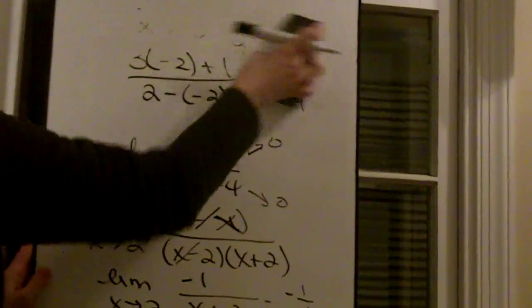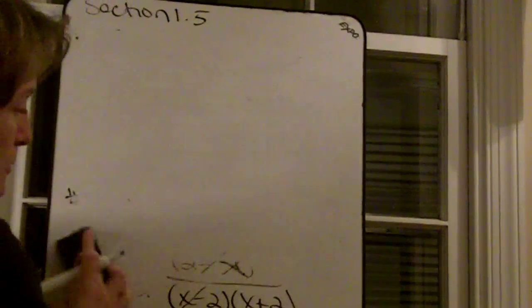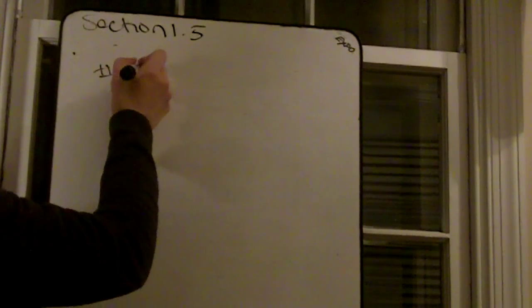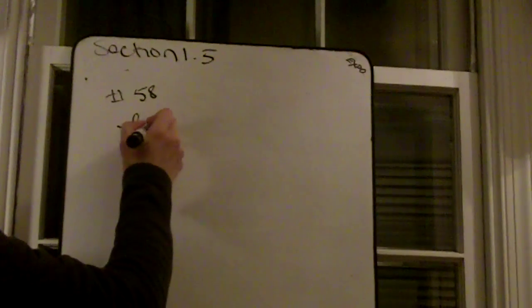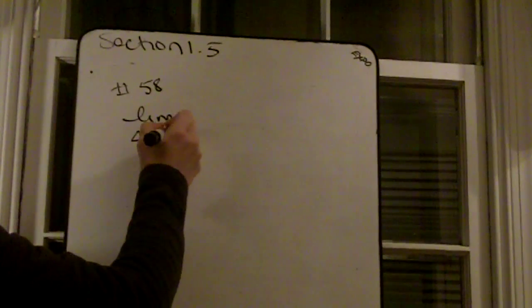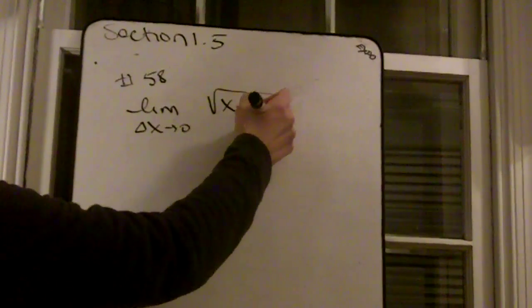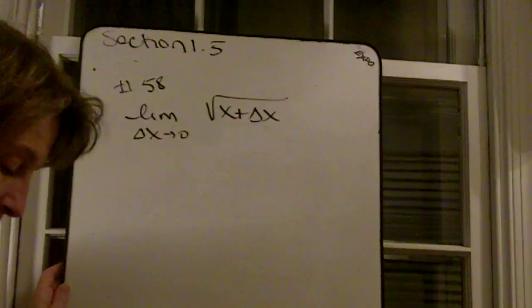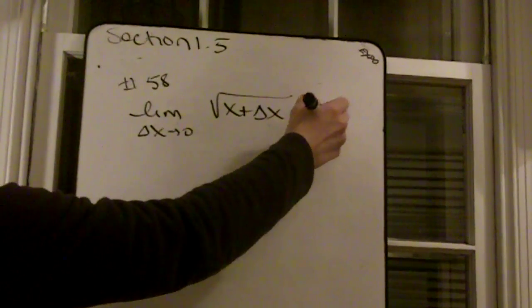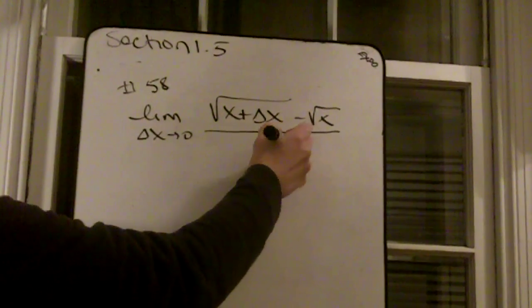The third one that I want to do is number 58. So for number 58, it's a little more complicated limit. We're going to do a limit as delta x approaches 0. And we're starting off with the square root of x plus delta x minus the square root of x, all over delta x.